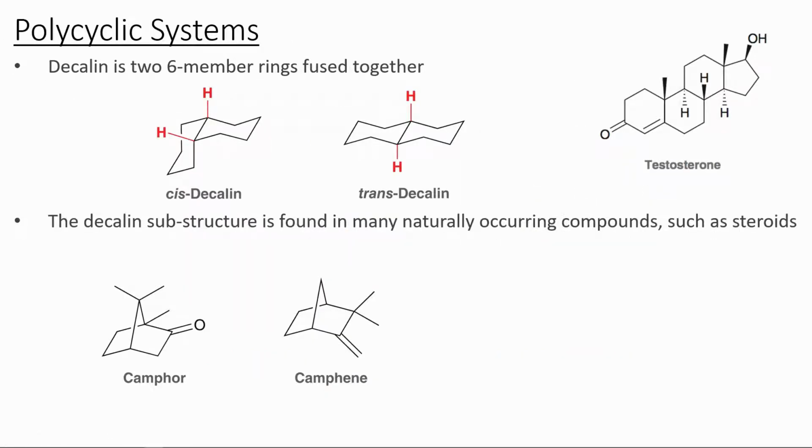So our final slide is polycyclic systems. A decalin is when we have two six-membered rings fused together, and we need to look at the relationship between the hydrogens attached at these positions. So this would be a cis decalin, where the two hydrogens are on the same side of the molecule, whereas in a trans decalin we have an axial relationship of both of these hydrogens, one on the top face of the molecule, one on the bottom face of the molecule.